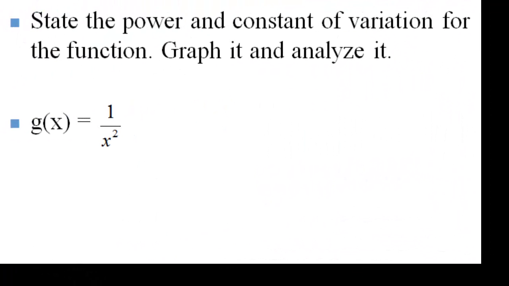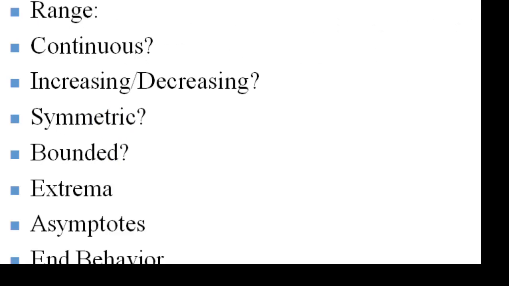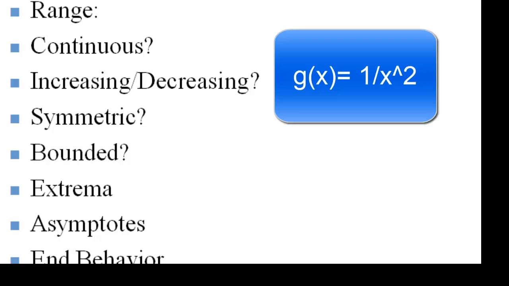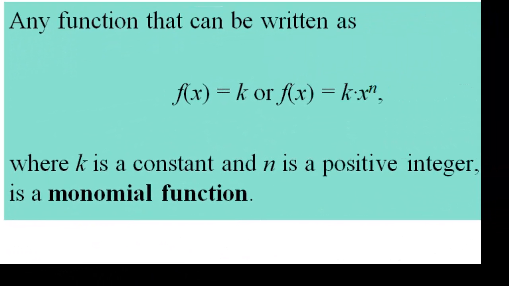I want you to try this one. I want you to state the power and the constant of variation for the function g of x equals 1 over x squared. Graph it and analyze it using the same information: domain, range, continuous. Find all of these for that particular function. A single term polynomial function is known as a monomial function. Any function that can be written either as f of x equals k or f of x equals k times x to the n is a monomial function.